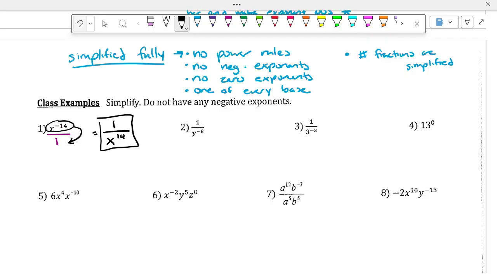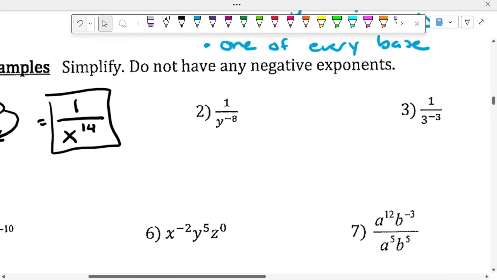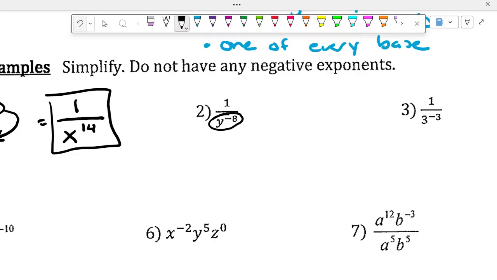All right. Look at number 2. So we got negative exponents again. So what do I need to do with the y to the negative 8? I switch it where? It goes to the top. So this becomes y to the positive 8 over 1, or just y to the 8th.